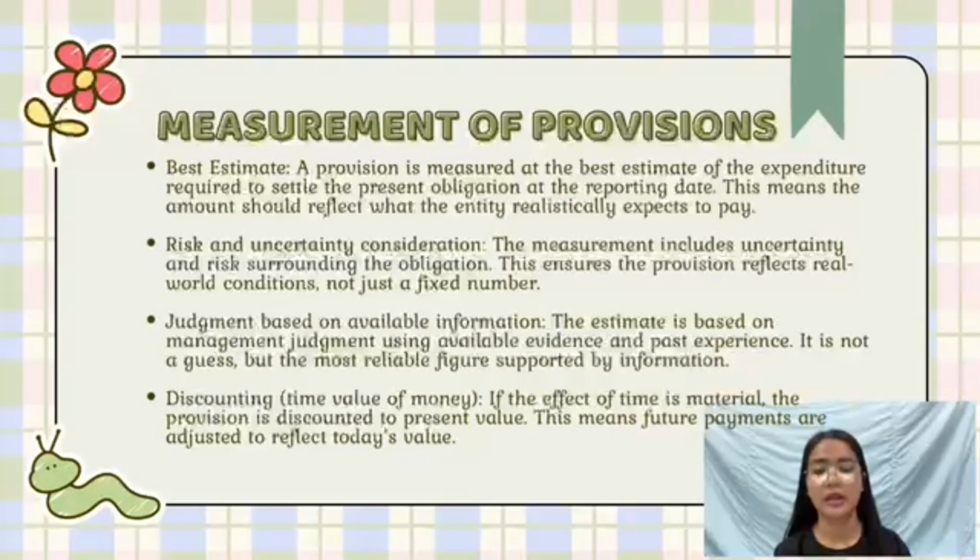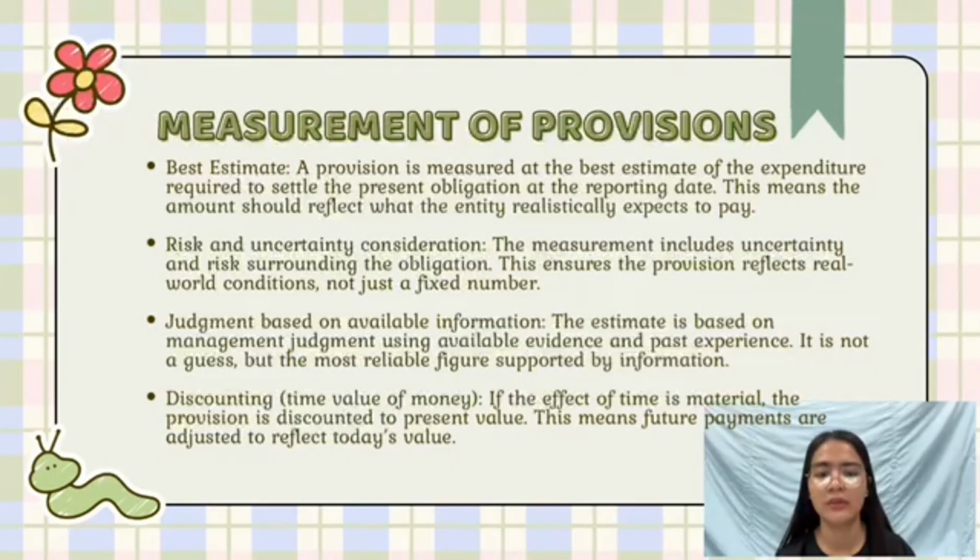Measurement of provision. Best estimate. A provision is measured at the best estimate of the expenditure required to settle the present obligation at the reporting date. This means the amount should reflect what the entity realistically expects to pay. Risk and uncertainty consideration. The measurement includes uncertainty and risk surrounding the obligation. This ensures the provision reflects real world conditions, not just a fixed number.